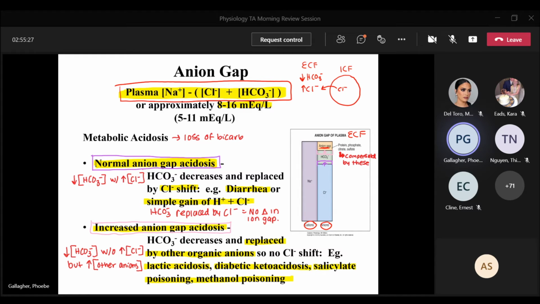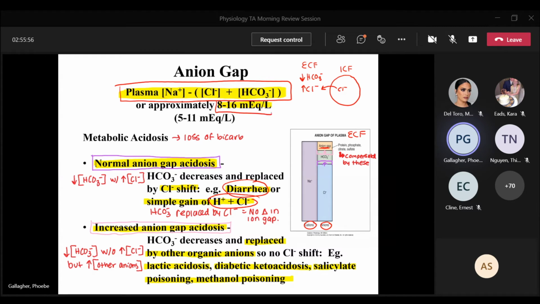So under normal anion gap acidosis, when bicarb decreases, it's going to be replaced with the chloride shift. In this case, HCl or diarrhea are going to cause normal anion gap acidosis because bicarb is going to be replaced with chloride. So you should memorize diarrhea and the addition of HCl as leading to a normal anion gap acidosis.